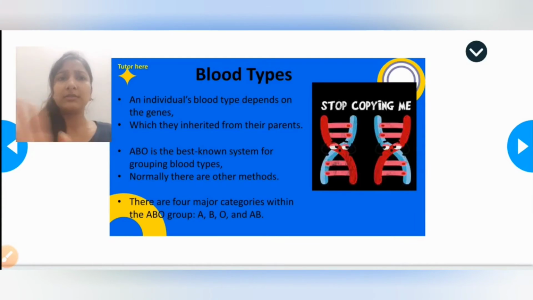To define the blood types, ABO is the best known system. There are some other methods, but ABO is the best and the most common method. According to ABO, there are four blood groups: A, B, O and AB.